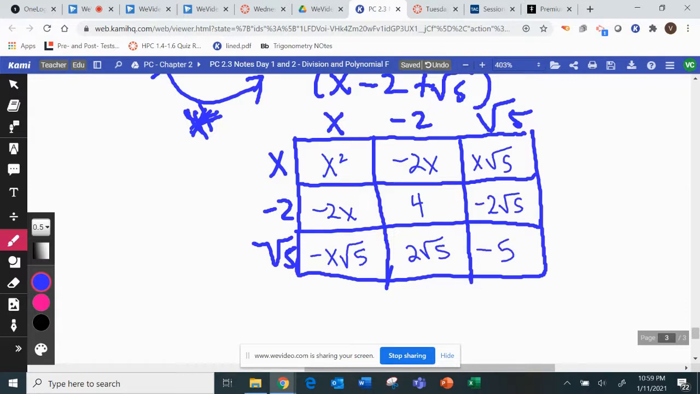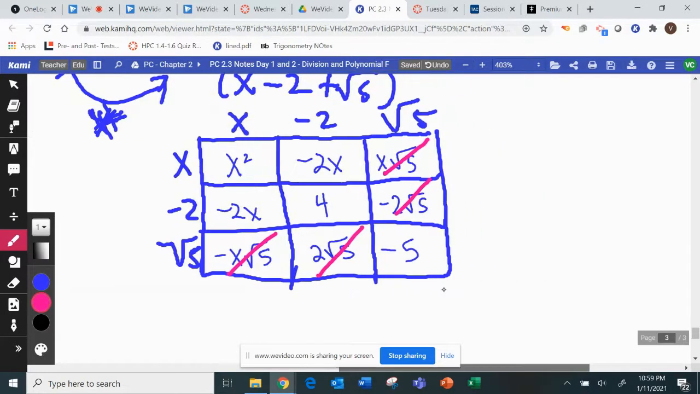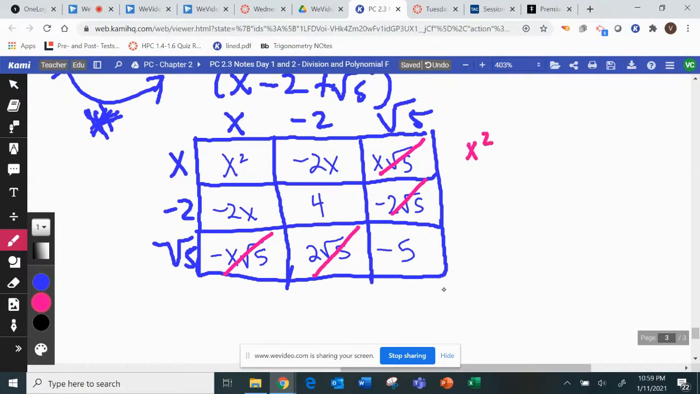Okay, so I multiplied all the rectangles in the grid. And then what ends up happening, which is really, really great, is that the x square root 5 and the minus x square root 5 cancel out. The 2 square root 5 and the minus 2 square root 5 cancel out. So we have x squared, minus 4x, and then plus 4 minus 5, so minus 1. So that is the product of those two.